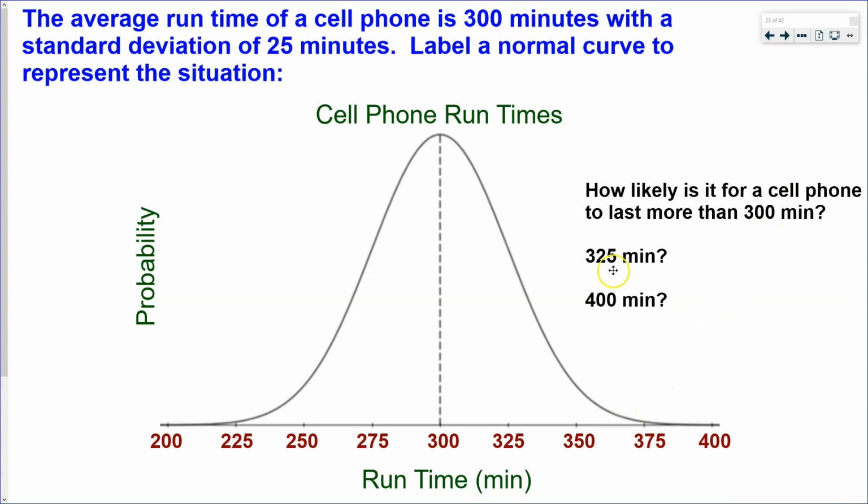But then I can change the question, and I can ask more specific questions about a standard deviation away from the mean. So how many cell phones would last more than 325? So you can see that's no longer halfway. How about 400? That's way over here. How likely is it that these things will happen? Well, there's a rule to help us figure out what the probability of each of those segments is.